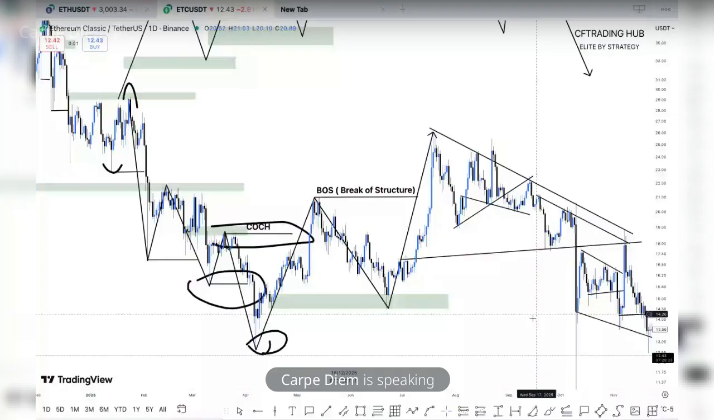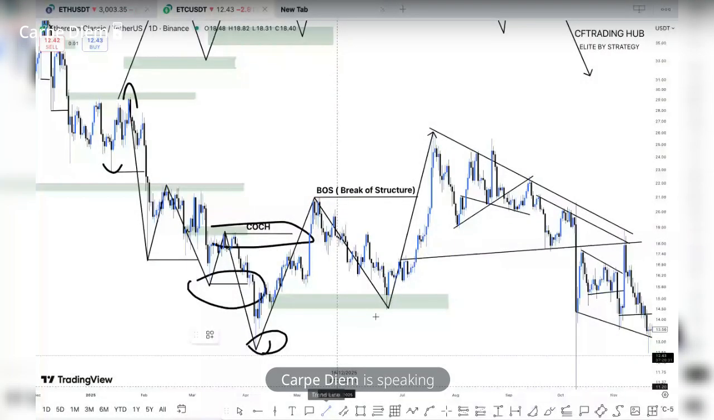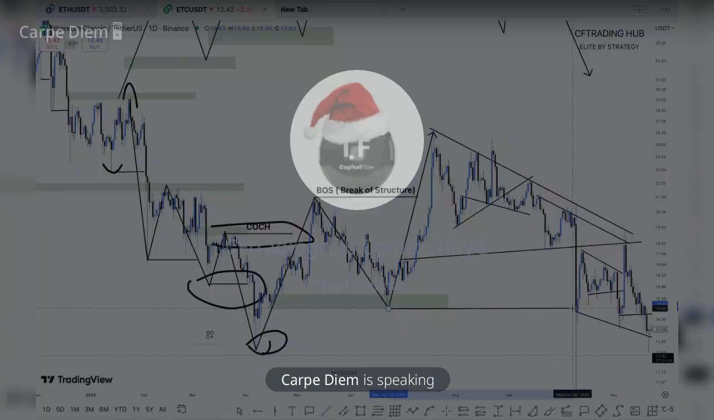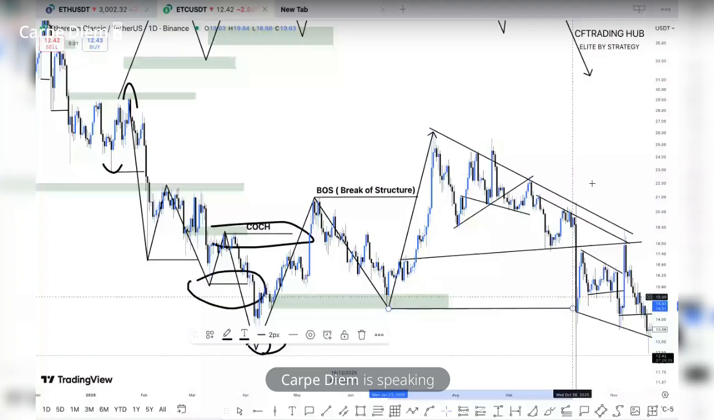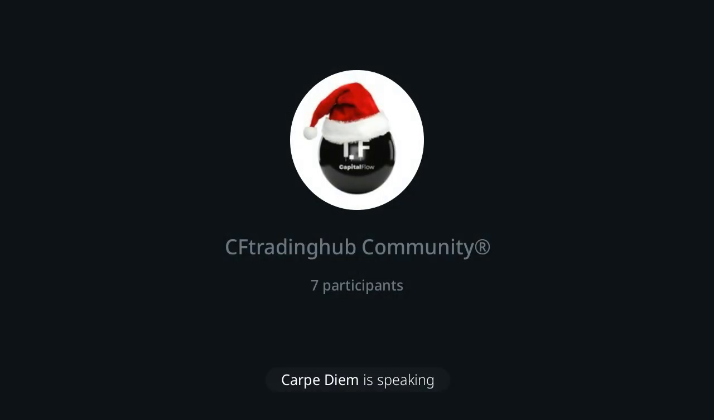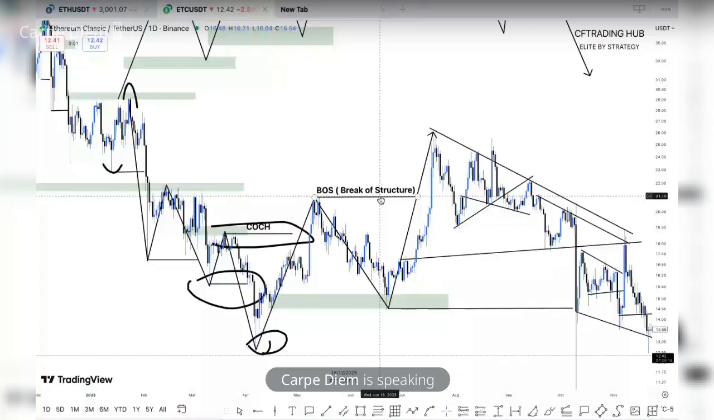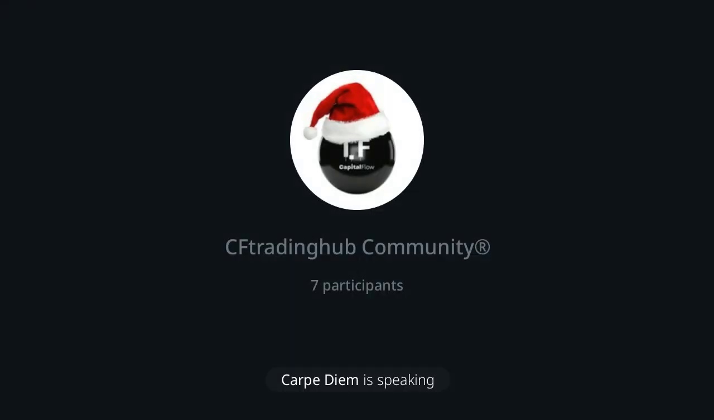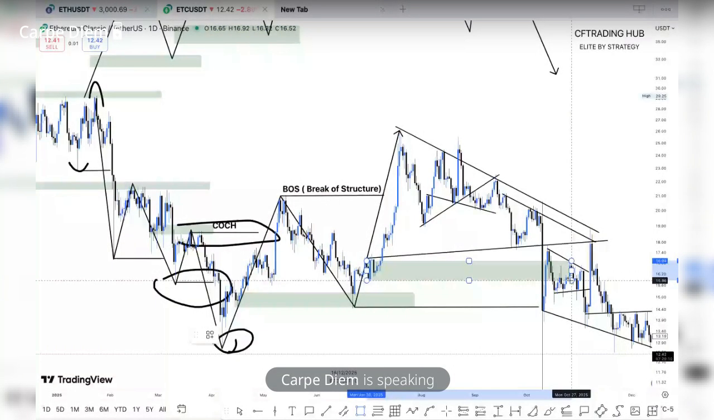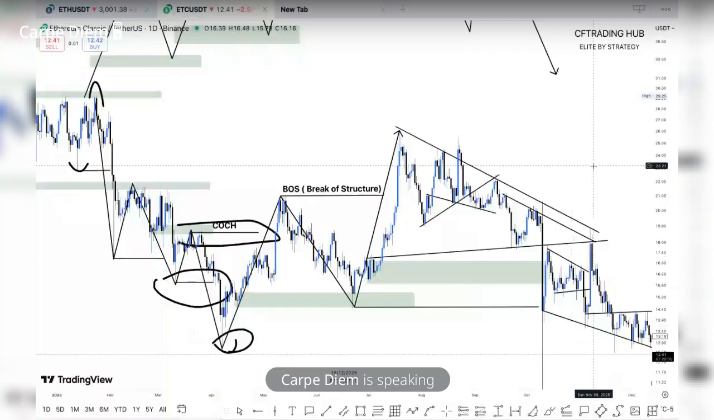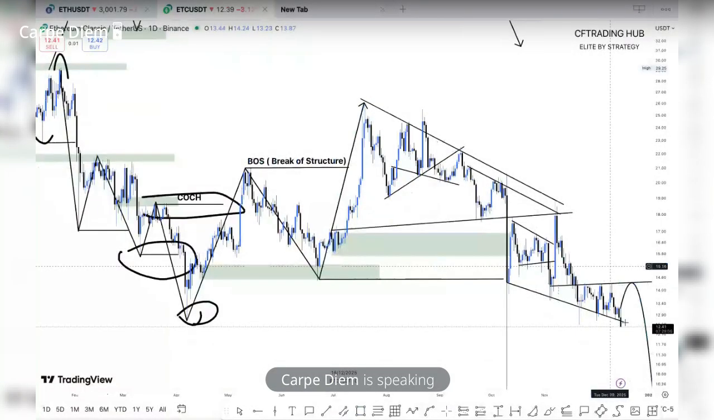So this is very, very possible. Like I said when I was talking about change of character in the other class, whenever you have a change of character, you want to see the first change of character, then another break as a confirmation. Yes, this is a confirmation, and this was supposed to be our demand block over here. The market should have respected it before going up again, but it failed and continued in a downtrend. So you should be able to expect any possible scenario when it comes to price.